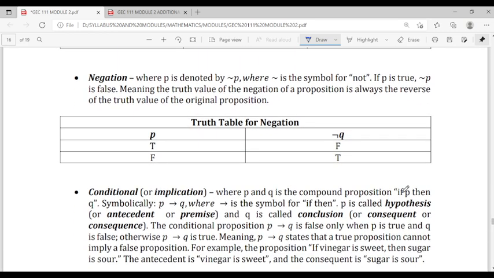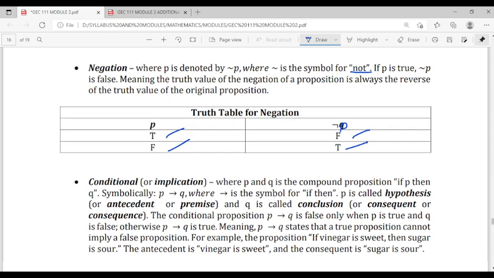Negation, so for instance, the negation of P, the negation of true is false, that is the not or the negative part. So if P is false, then the negation of our P is true.